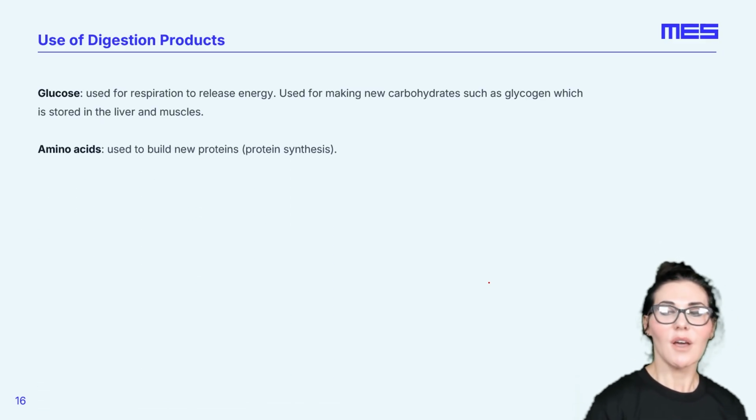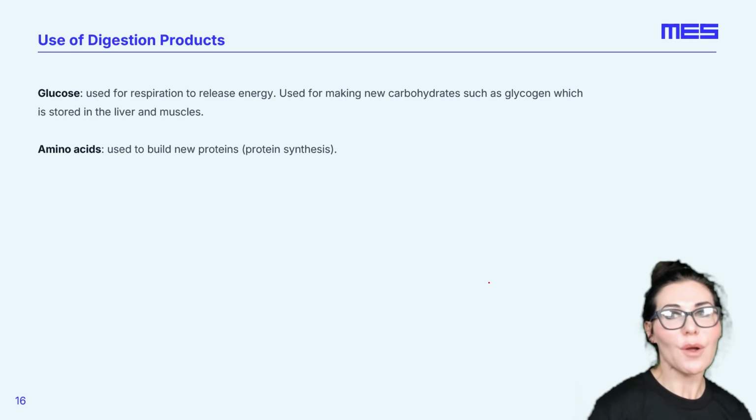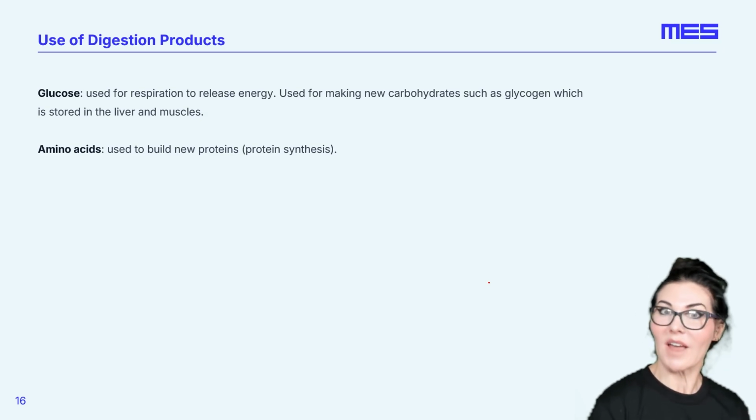Amino acids. We need amino acids to build proteins. We call this protein synthesis. Lots of parts of our body are made of protein. Our muscles are a good example of that, as are our enzymes.